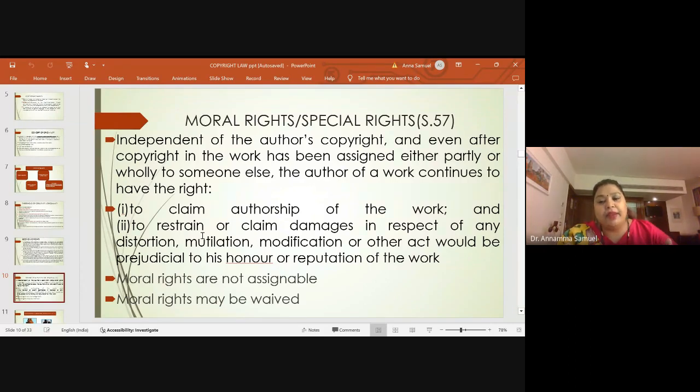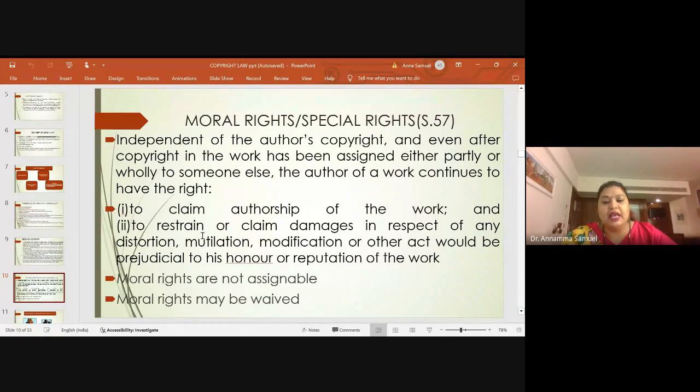Now, it is independent of the copyright, and even the economic rights can be transferred, like by way of licensing or assignment. But in case of the moral rights, even after the work is assigned partly or fully to someone else, the moral rights still vest with the author. Now, there are a few things you have to keep in mind.